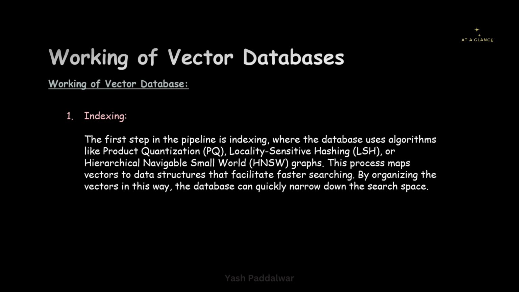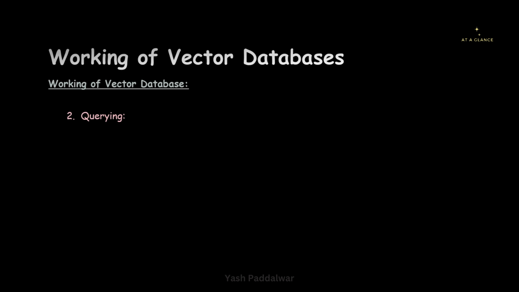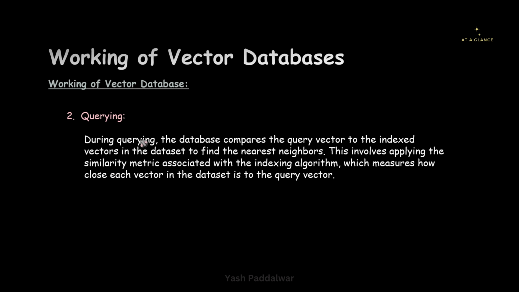Now that we have seen the first step which vector DBs use, that is indexing, let's move on to the next step, the querying. Let's see what exactly happens in this step. During the querying step, the database compares the query vector to the indexed vectors in the dataset. Note that we have used the word indexed because we have already performed the indexing technique before. We have applied the algorithms to create a data structure to store the vectors efficiently.